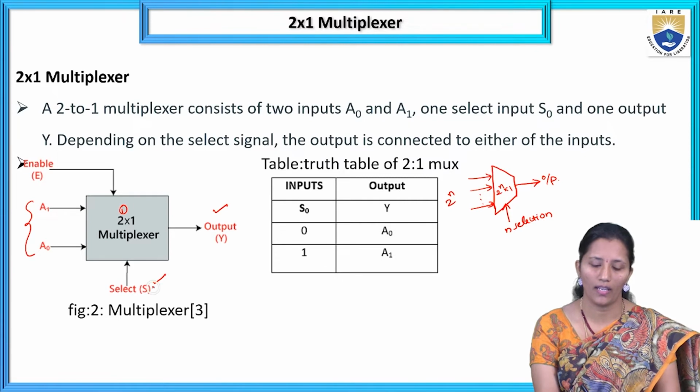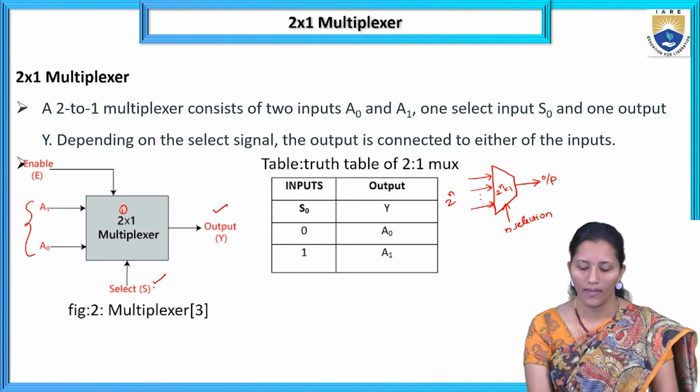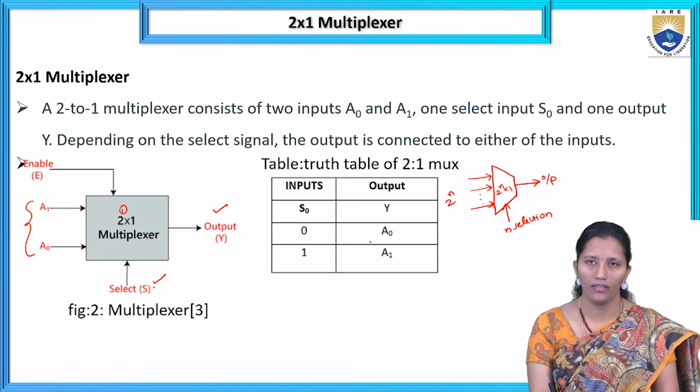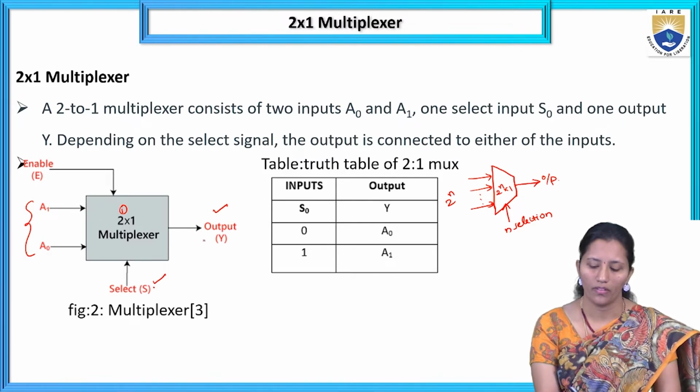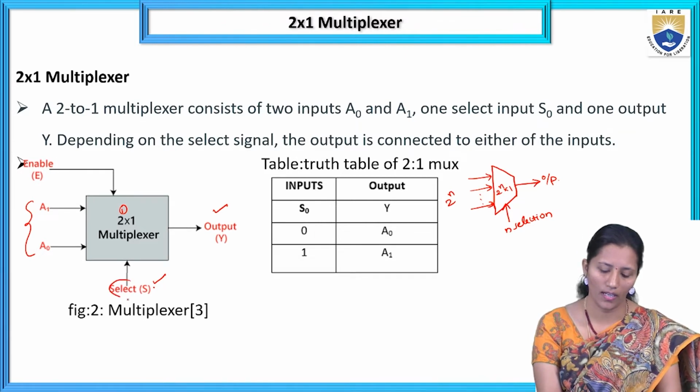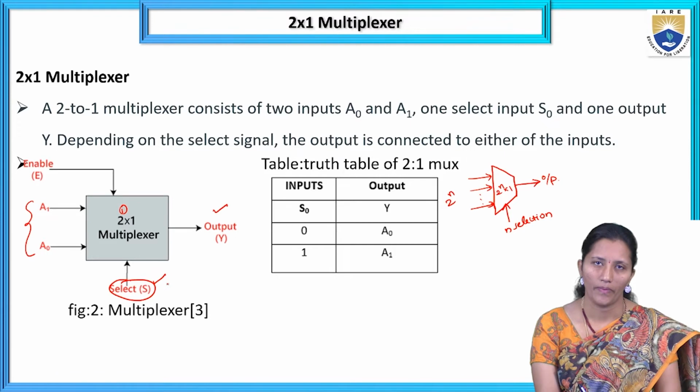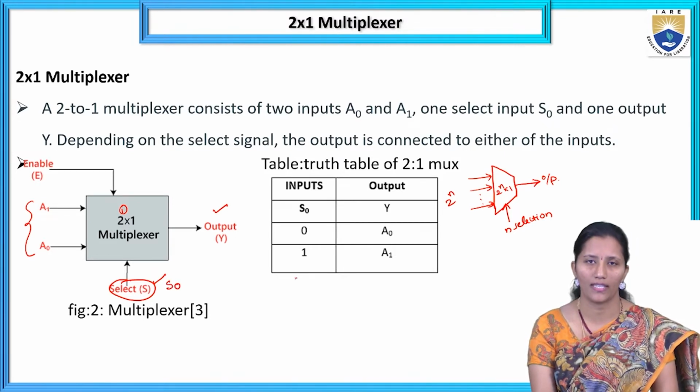According to this selection line, it will map any one of the inputs to the output. So here, if we observe this truth table, according to the selection line, whatever the input, either 0 or 1, will be mapped to the output. So here, if S0 is 0 for the 2x1 mux, this selection line, whatever we are taking for the 2x1 multiplexer, we have only one selection line, which we are considering as S0.